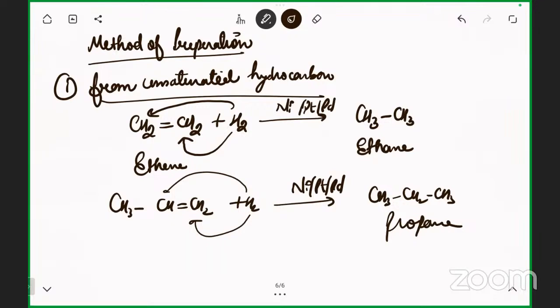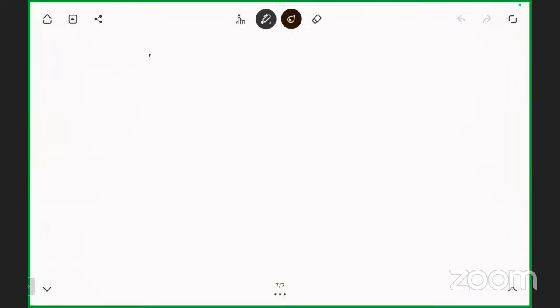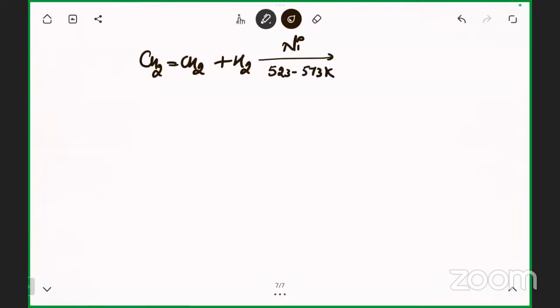Okay. So this reaction generally occurs in the presence of Ni, Pt, Pd. However, if you are taking ordinary nickel only, for example, I'm taking CH2=CH2 plus H2, and we are using Ni at 523 to 573 Kelvin. We are giving the particular temperature. Or you can use a little above it, and it forms the same product, CH3-CH3.